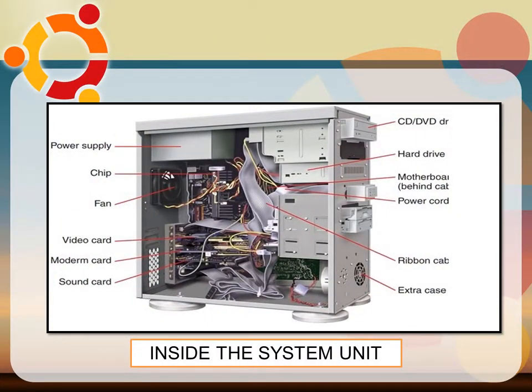The picture on your screen shows the inside of the system unit. We have the CD or DVD drive, the hard drive, the motherboard, the cables, power cord, the ribbon cord, the case, the power supply, the chip or the microprocessor with its fan, and we have the video card, modem card, and sound card.